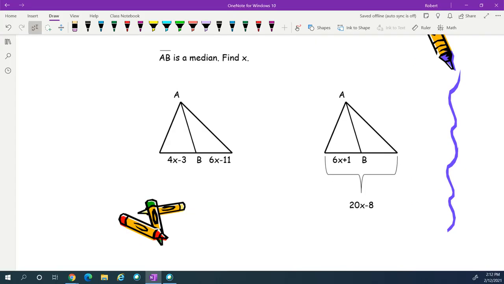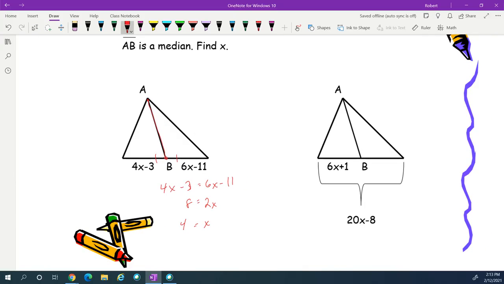So AB is a median. Remember, by definition, a median goes from the vertex to the midpoint, so it bisects the segment. So 4x minus 3 is equal to 6x minus 11. Those two segments have to be congruent. So let's do a little bit of work here. X equals 4.